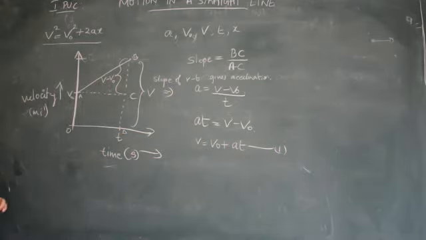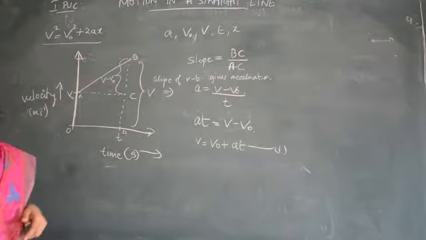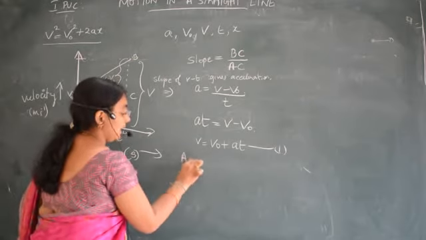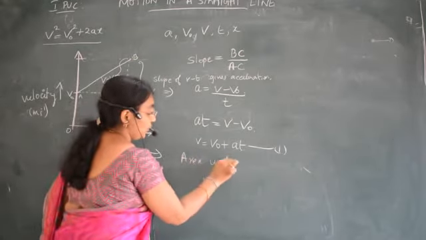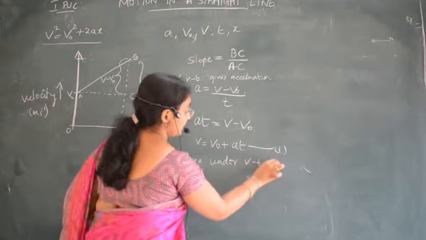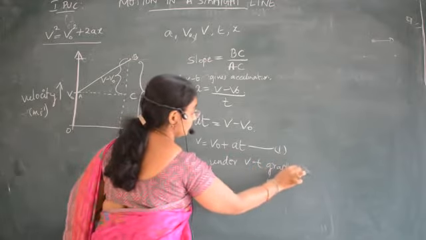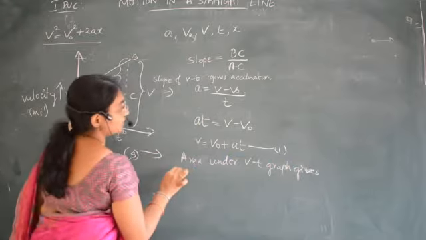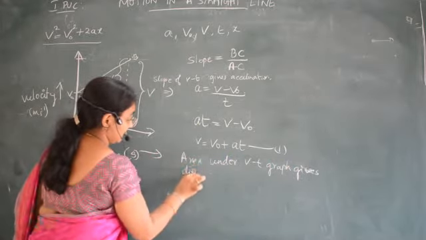Next, now we will derive this. Okay? To derive v square is equal to v naught square plus 2ax, the area under the graph AB gives, so I will write area under VT graph gives displacement. Correct? Displacement.